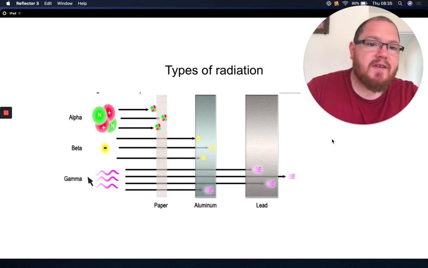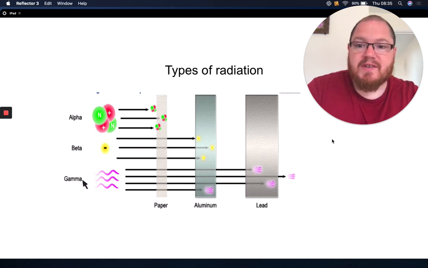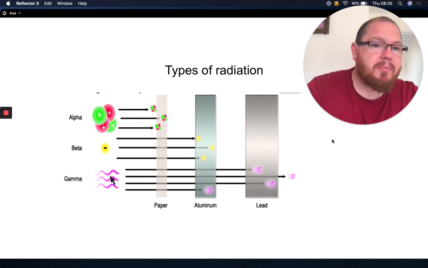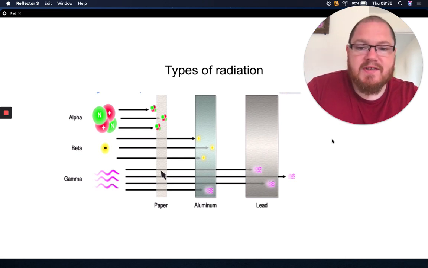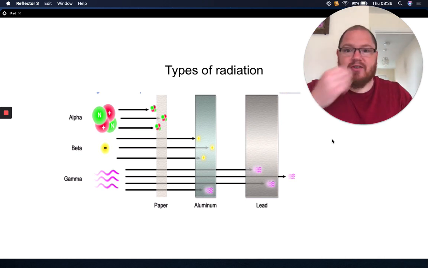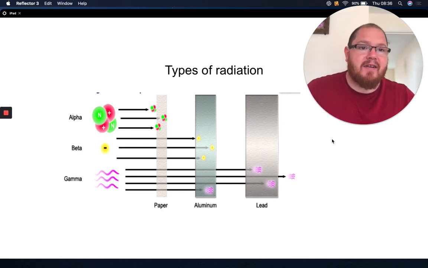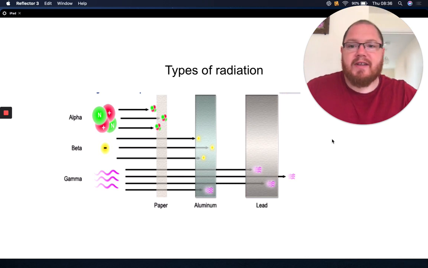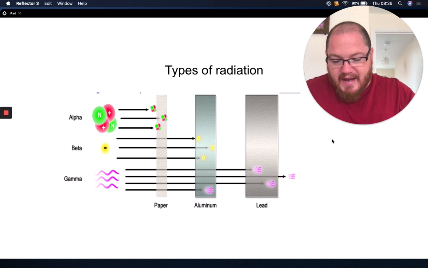And then you've got the big daddy of them all, which is gamma. Gamma is not a particle, it's a wave. And you can see it easily penetrates paper, it goes right through aluminium, and even sometimes right through lead, depending on the strength of gamma, its penetrating strength. So it can be blocked by lead, but it obviously depends on the strength of gamma. But it's very, very dangerous because it's so penetrating. So that was the first question in a bit more depth.